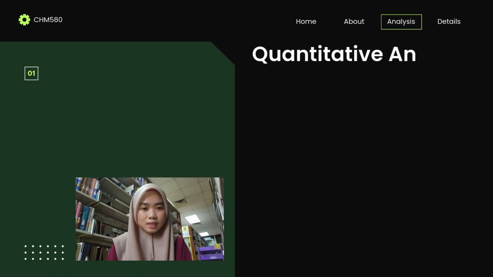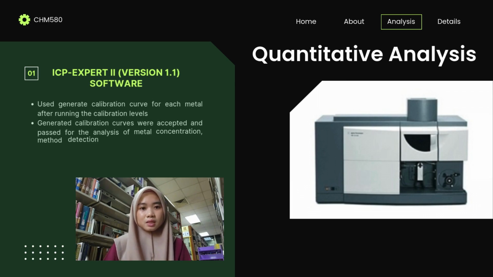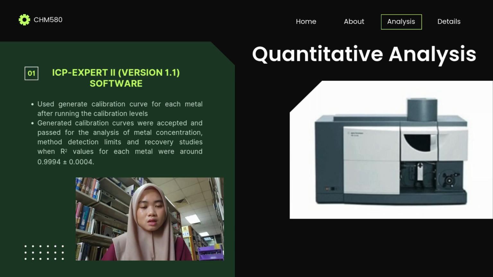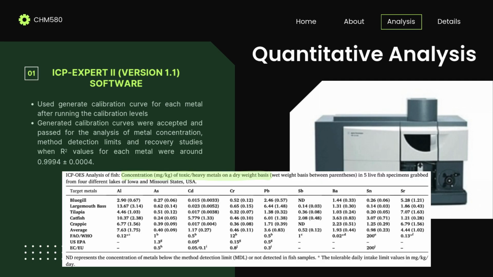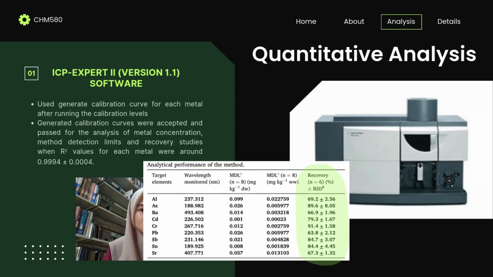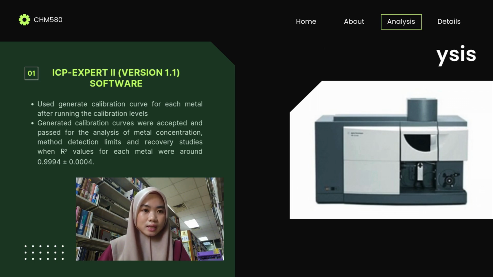For quantitative analysis, the article uses ICP Expert 2 version 1.1 software to generate a calibration curve for each metal after running the calibration levels. The generated calibration curves were accepted and passed for the analysis of metal concentration, metal detection limits, and recovery studies when R-square values for each metal were around 0.9994 plus minus 0.0004. The calibration levels were rerun until the expected standard curve and R-square values were attained.